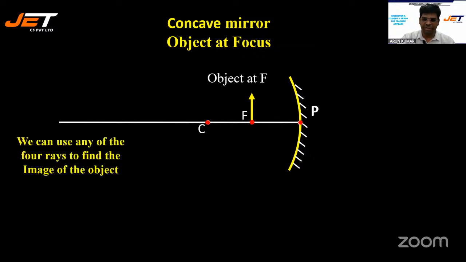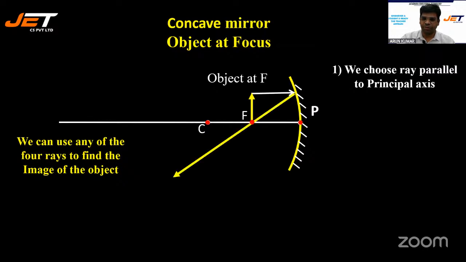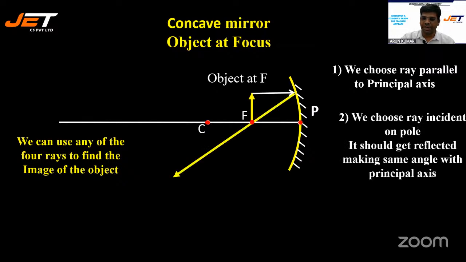Let's see what happens. I'll again choose two rays. Choose a ray parallel to the principal axis, which passes through the focus. The other ray I'll choose hitting the pole of the mirror, in which case it will make the same angle with the principal axis. In such a case, what happens? This theta is equal to this theta.